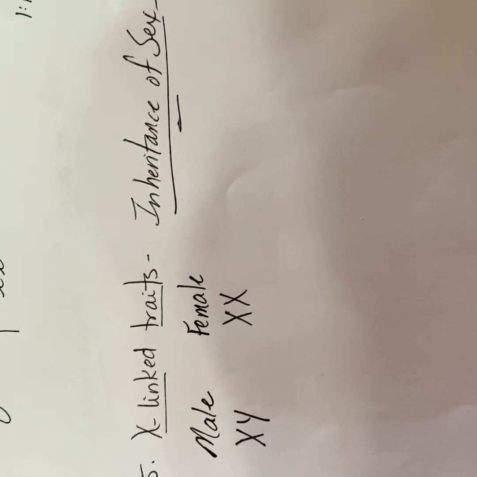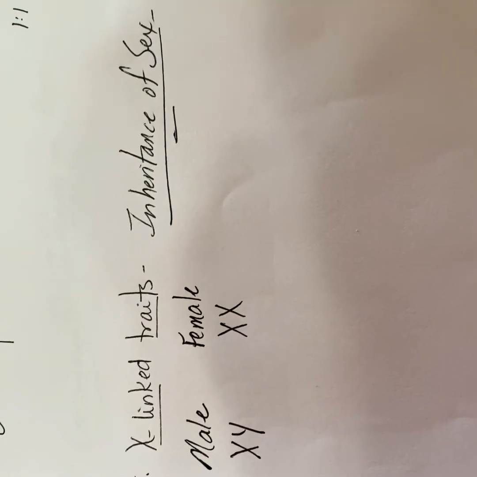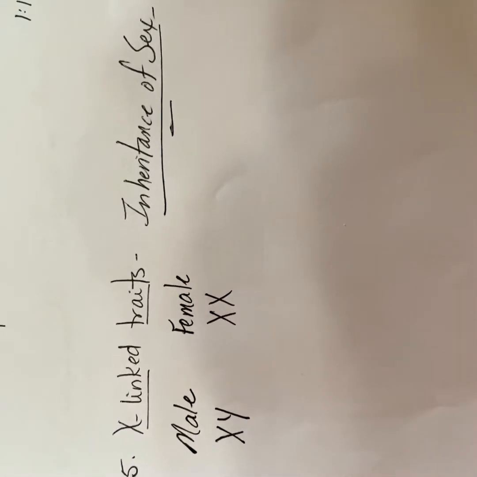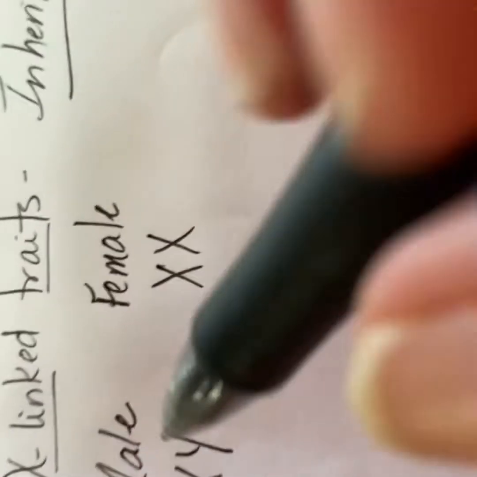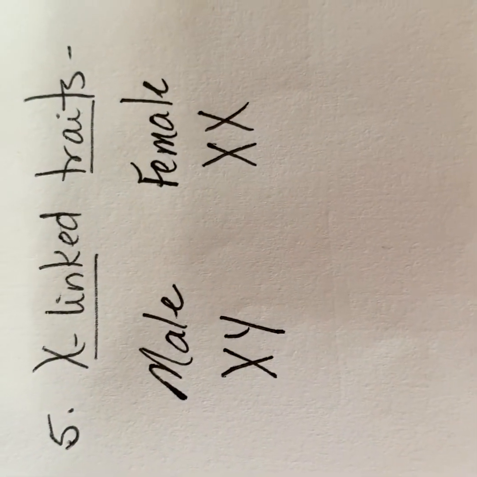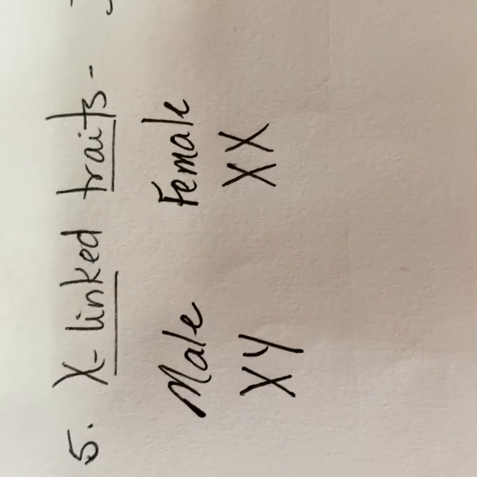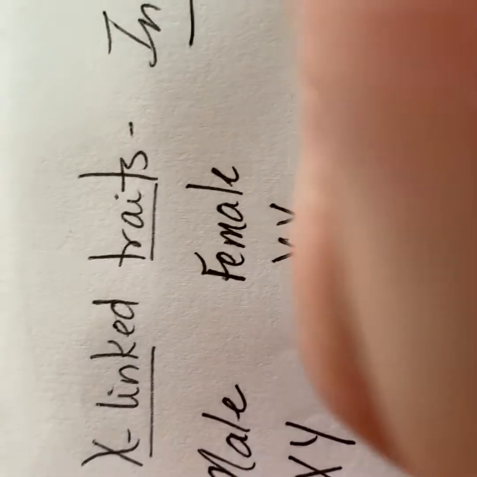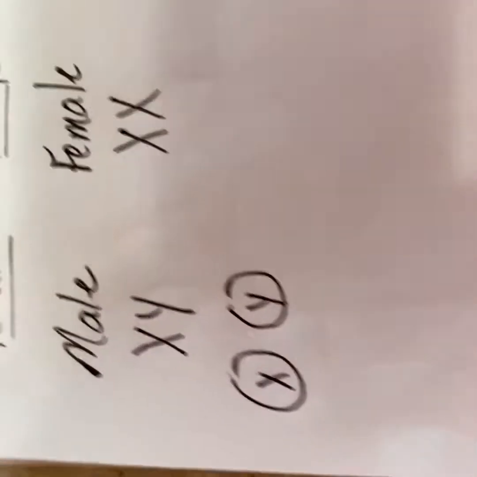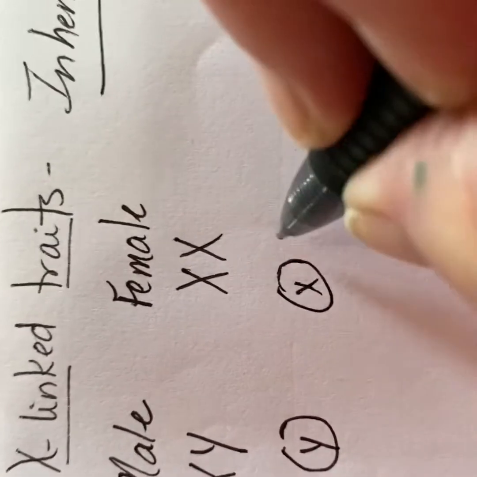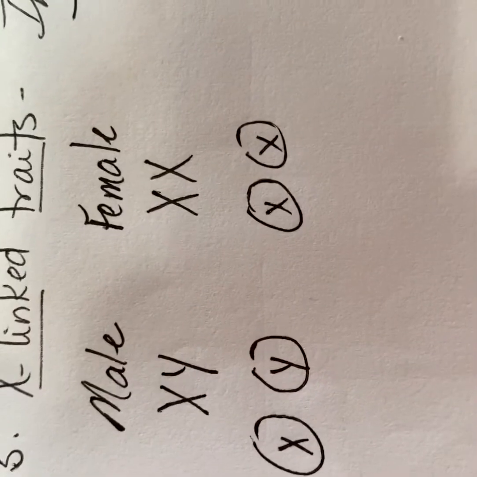The next type of problem that we are going to look at is the inheritance of the sex chromosomes, and then we'll look at X-linked traits. Remember, as far as the sex chromosomes are concerned, the male is XY and the female is XX. So if you have a man with XY, his gametes can only be an X or Y. A female can only contribute an X.